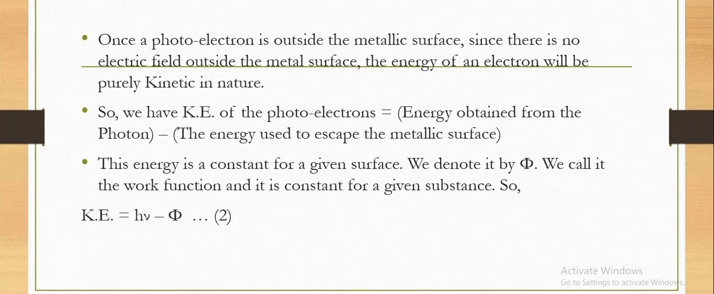Once a photoelectron is outside the metallic surface, since there is no electric field outside the metal surface, the energy of an electron will be purely kinetic in nature. So we have the kinetic energy of the photoelectrons equal to the energy obtained from the photon minus the energy used to escape the metallic surface. This energy is a constant for a given surface. We denote it by phi. We call it the work function and it is constant for a given substance. So kinetic energy = hν − φ. This is your equation 2.